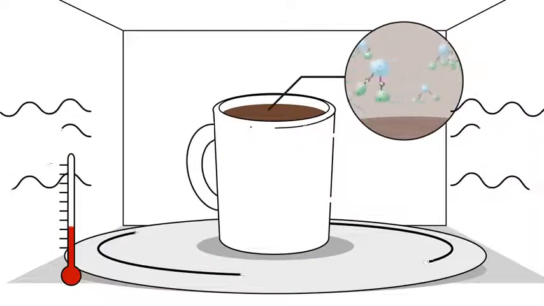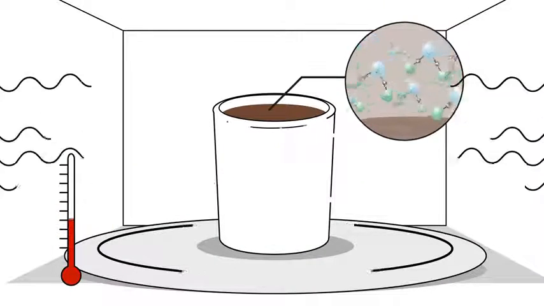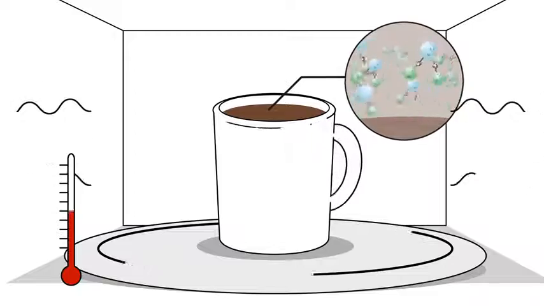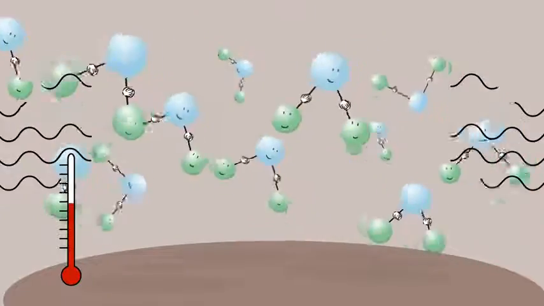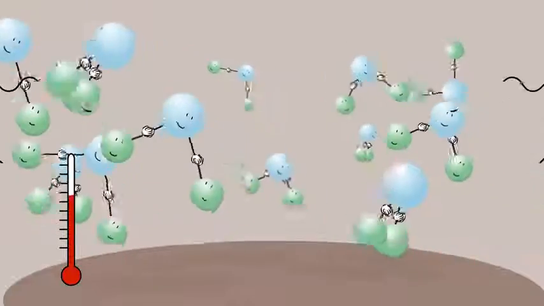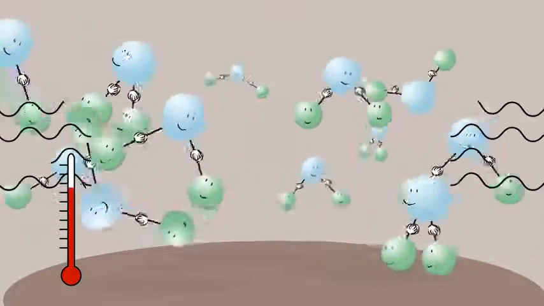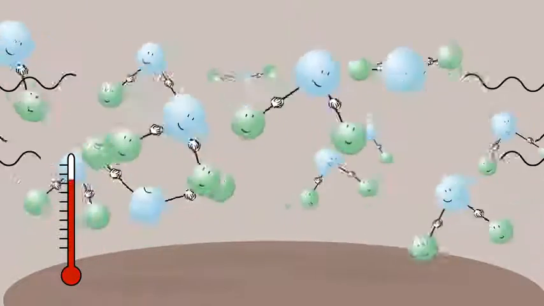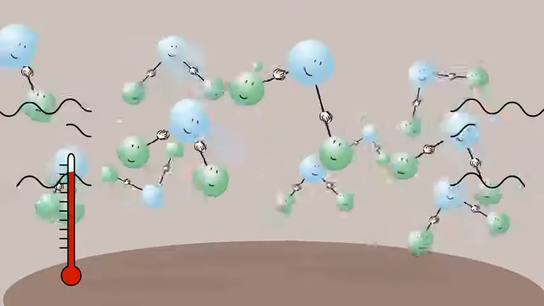This is the phenomenon your microwave oven uses to heat your food. The oven emits microwave radiation, which is absorbed by the molecules, especially those of water. They move around faster and faster, bumping into each other and increasing the food's temperature and thermal energy.